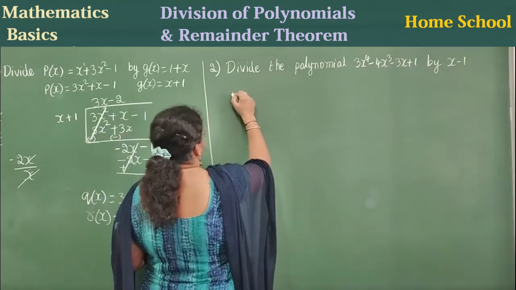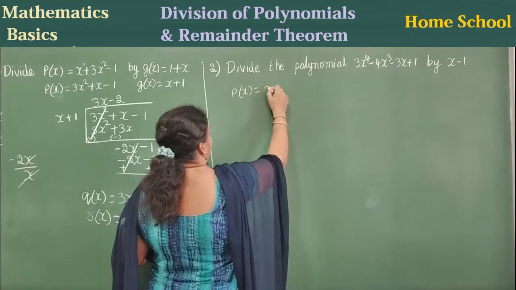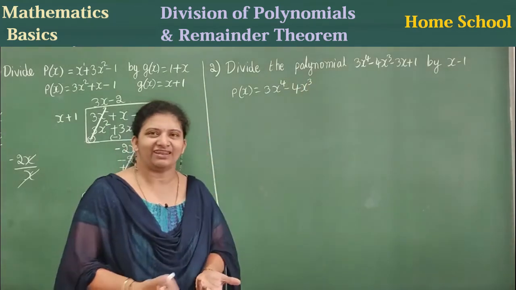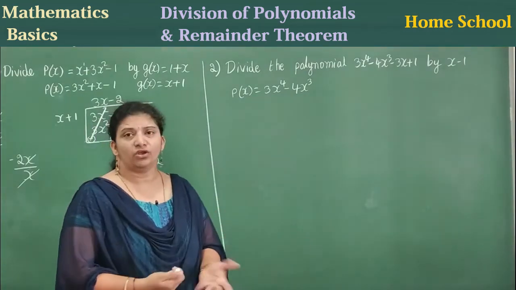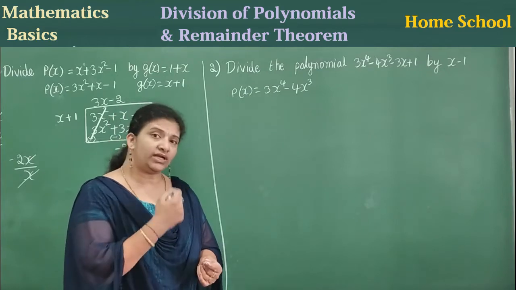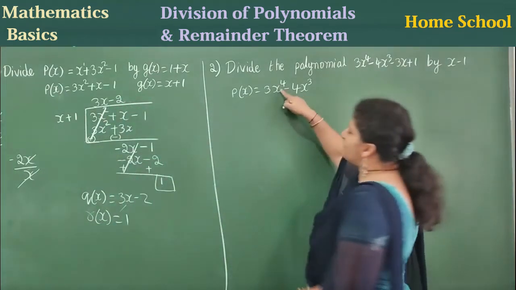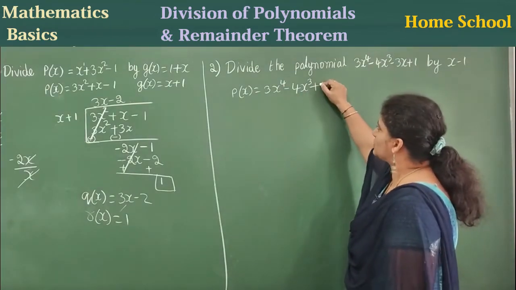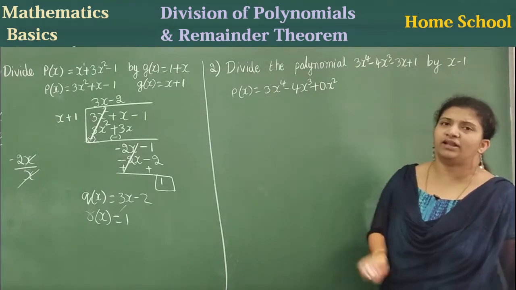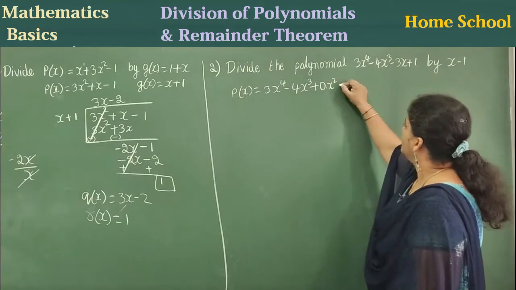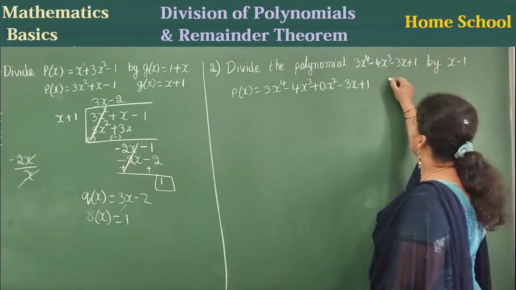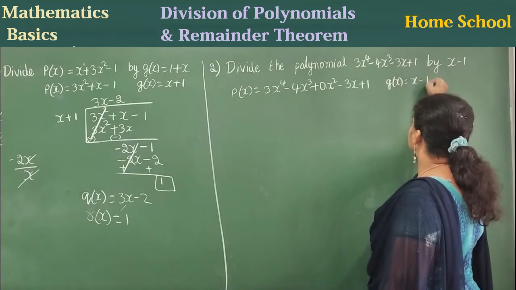So, let me start here. P of x is equal to 3x power 4 minus 4x cubed. Oh, where is x square? X square is missing. Can you see x square? Not there. So how can we do? In division, don't neglect any term which is missing. You need to take that also. How can you take that? So look here, x power 4, x cubed there. So what is missing? X square. 0 into x square. When you are doing division, you compulsorily need to take it. 0 into anything will be 0. So 0 into x square minus 3x plus 1. Okay. So now this should be divided by g of x is equal to x minus 1.